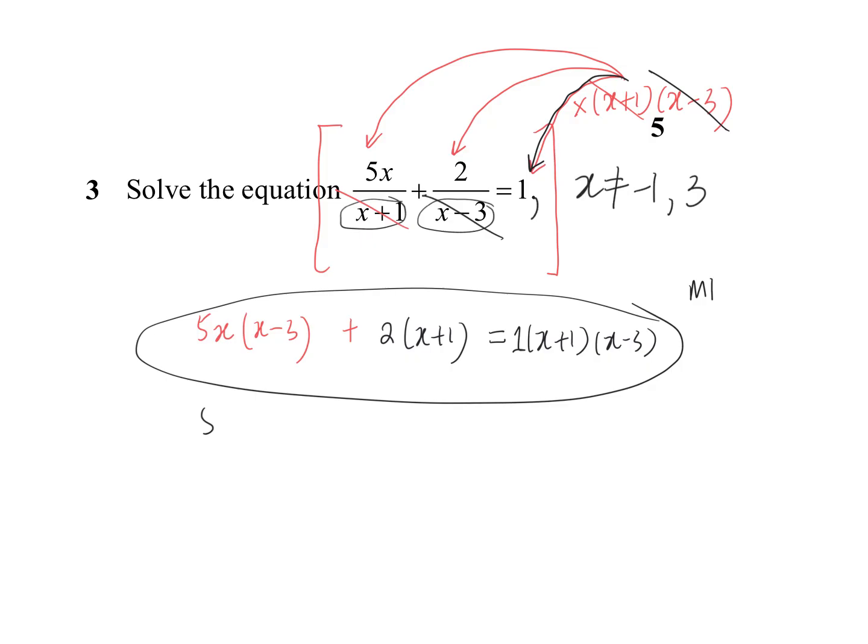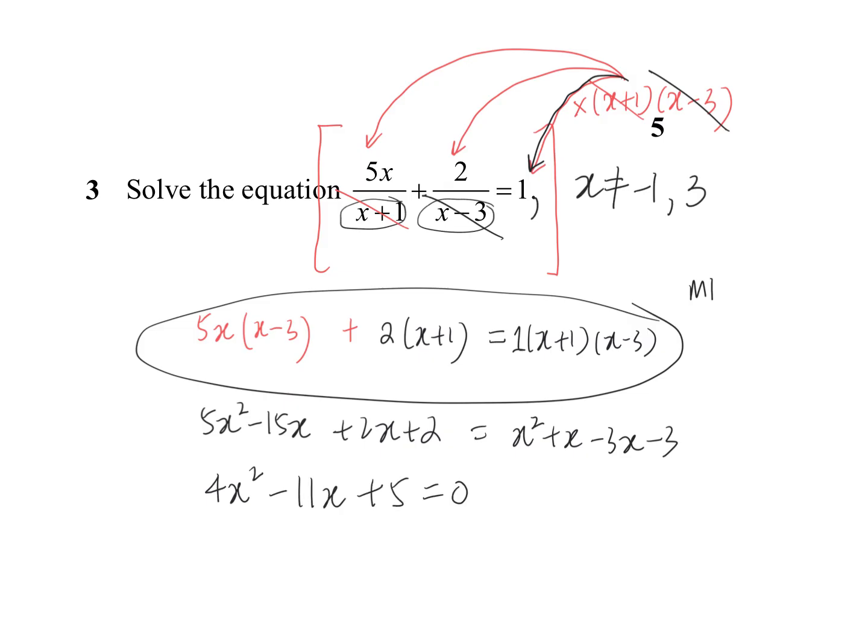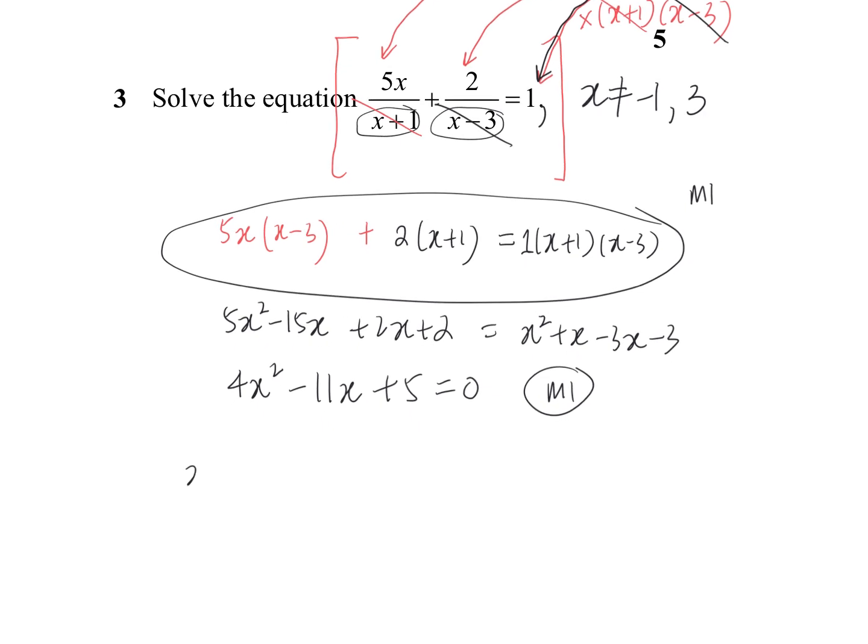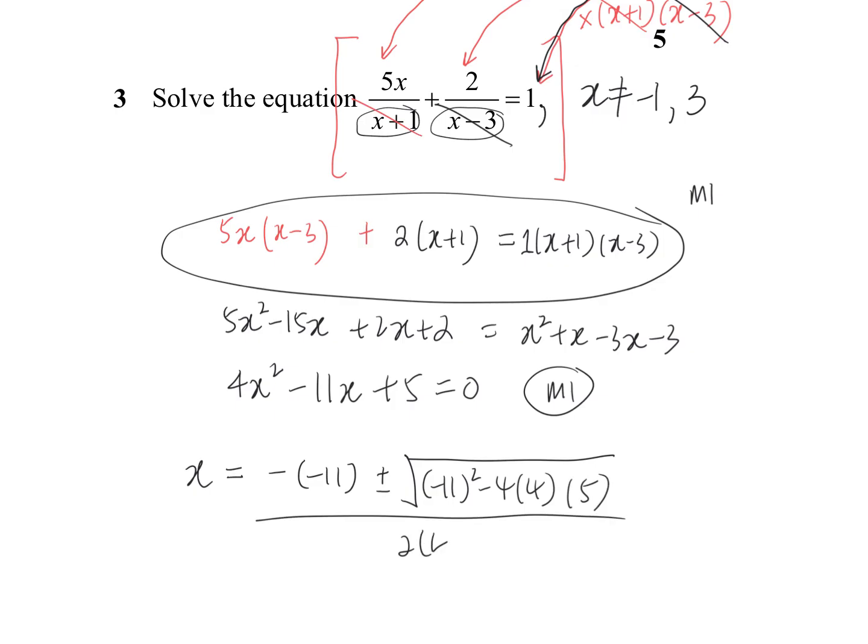Second mark is how you simplify it eventually to the same quadratic. Okay, so I should get 4x squared minus 13x minus 5. So if you get this quadratic, that's where your second mark is. Third mark is the method. So most of you will use quadratic formula. So negative b plus or minus square root of b squared minus 4ac over 2a. So if you can plug into your quadratic formula, that's the next mark.